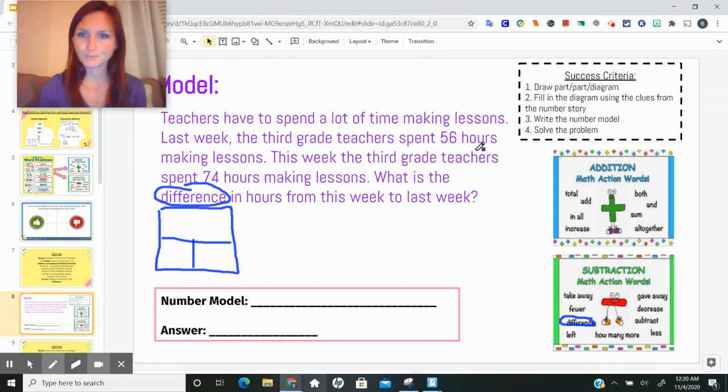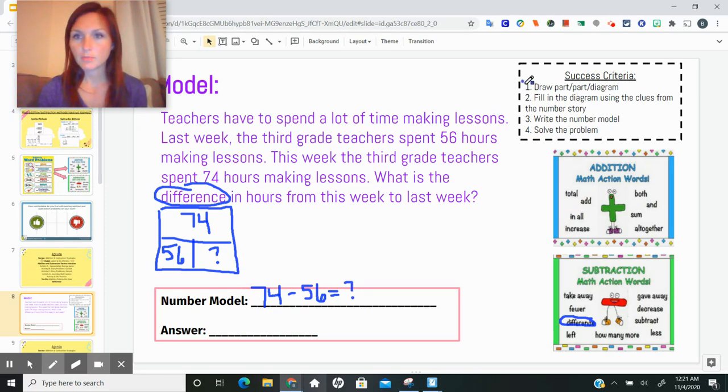So what is my big number here? Last week the number was 56 hours. This week was 74. So which one's bigger, 56 or 74? That's right, 74. So I'm going to write 74 as my big number. 56 is my small number. And now I'm trying to figure out what is the other small number. What is the difference between those two? So my number model will be 74 minus 56. And I don't know what that equals yet.